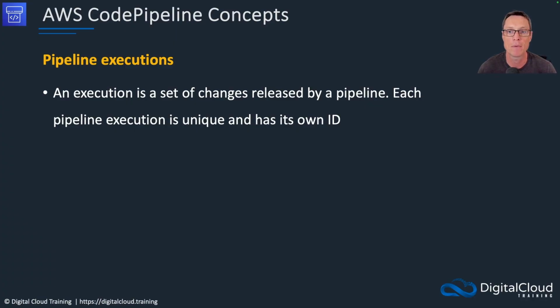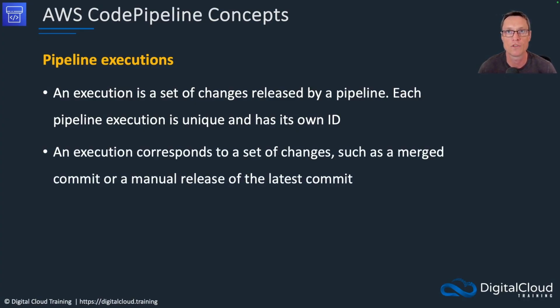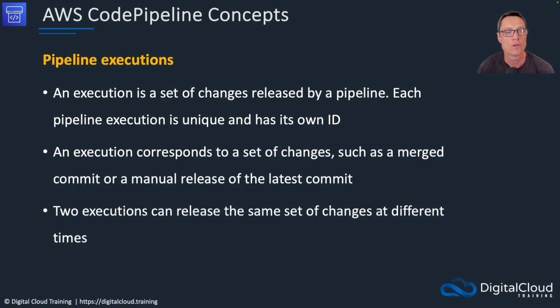So that will create an execution of the pipeline. That execution may be that the entire pipeline is used, so the code ends up being deployed right out to the actual application. Or maybe it fails, or maybe it results in the developer getting some feedback that they need to make some changes because the build and test phase didn't actually complete successfully. All of those would still be executions. So an execution corresponds to a set of changes such as a merged commit or a manual release of the latest commit. Two executions can release the same set of changes at different times as well.